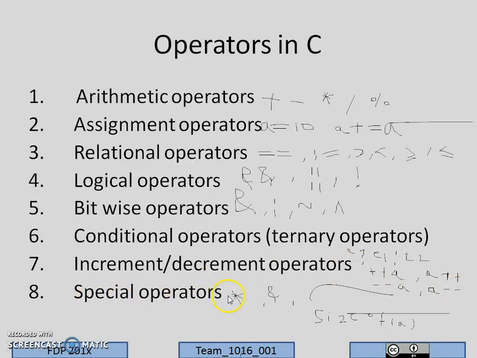Now special operators. Special operators contain asterisk, which is used for pointer to a variable, and ampersand, which is used to return the address of a variable. The sizeof operator is used to calculate the size of a particular variable. Suppose a has the data type integer. An integer needs to store 2 bytes, so it will display 2 bytes. Sometimes it varies from compiler to compiler.